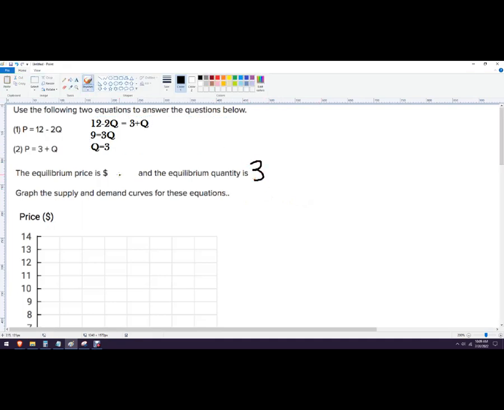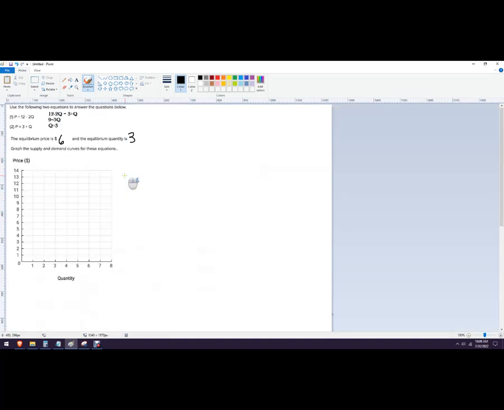Now, if I want to know the equilibrium price, I just take 3 and plug it into either one. I can plug it in here, and 2 times 3 is 6, and 12 minus 6 is 6. If you don't like to use the demand function, you can use the supply function. Plug in 3 there, and it also gives you 6. So that is equilibrium.